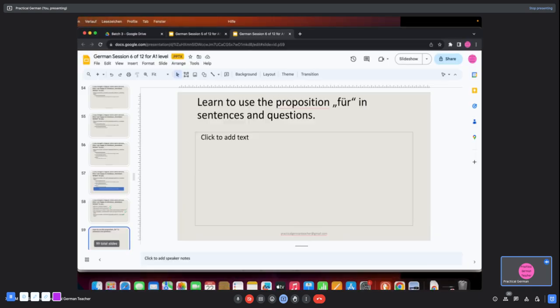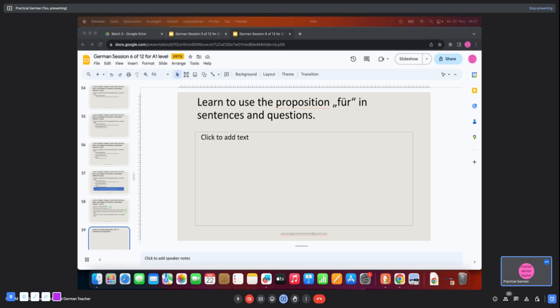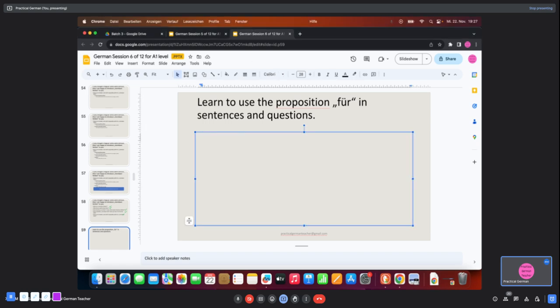Normally, whenever you see für in the German language, you can think of it as the for of English. But whenever you want to say for in German, you cannot always use für. Sometimes you will use für, sometimes you will use something else. I hope you understand what I'm trying to say, right? If there are questions, please ask.